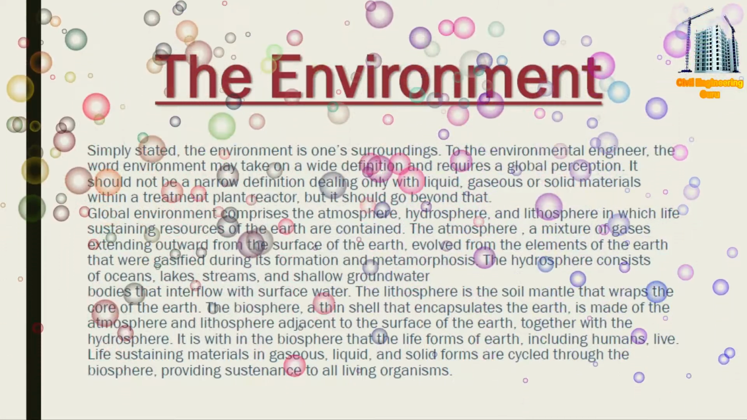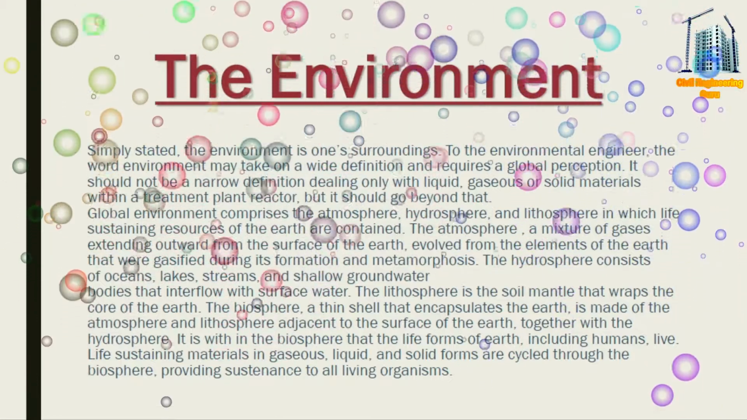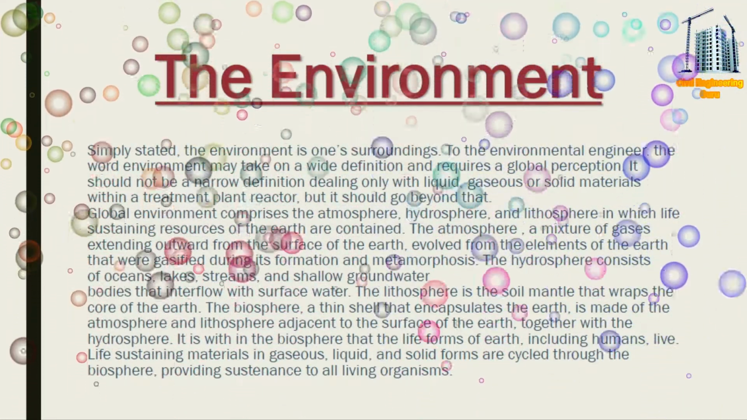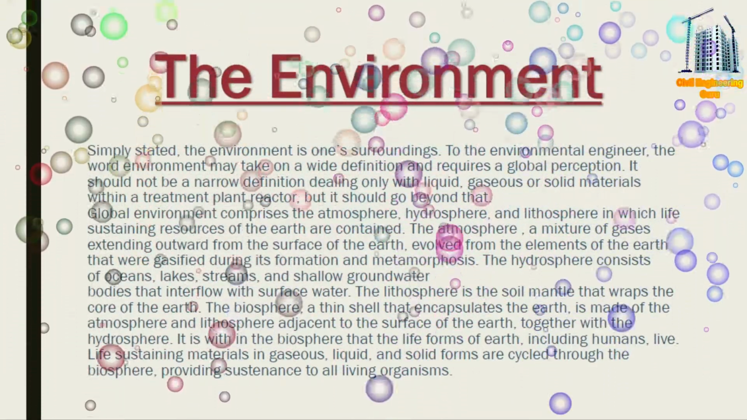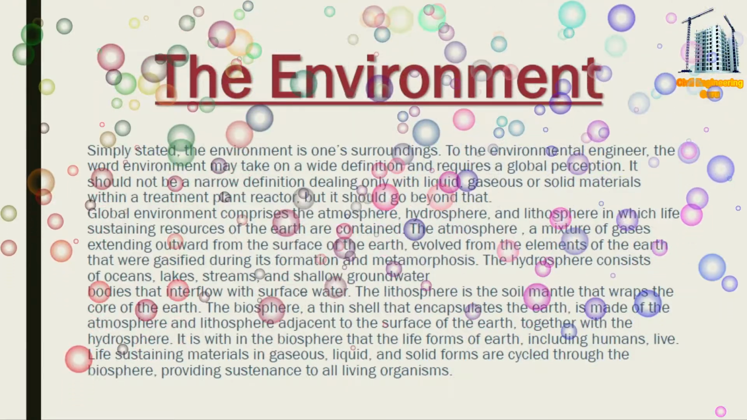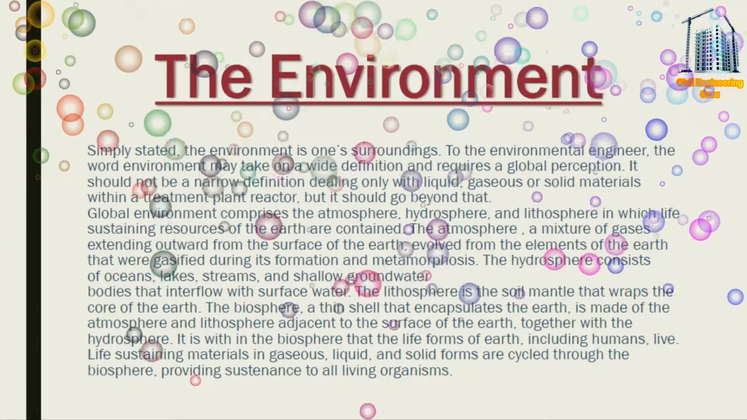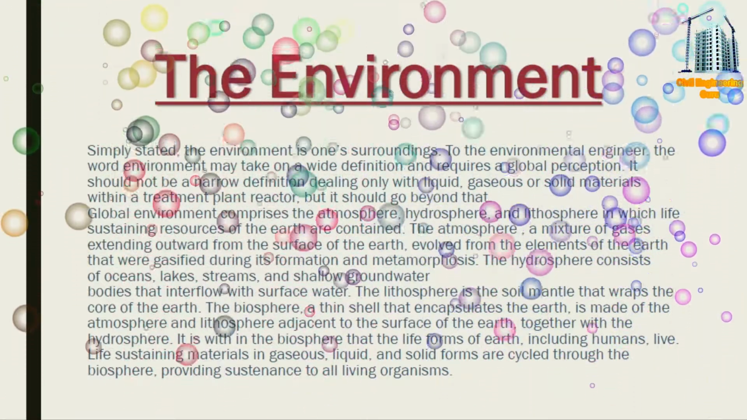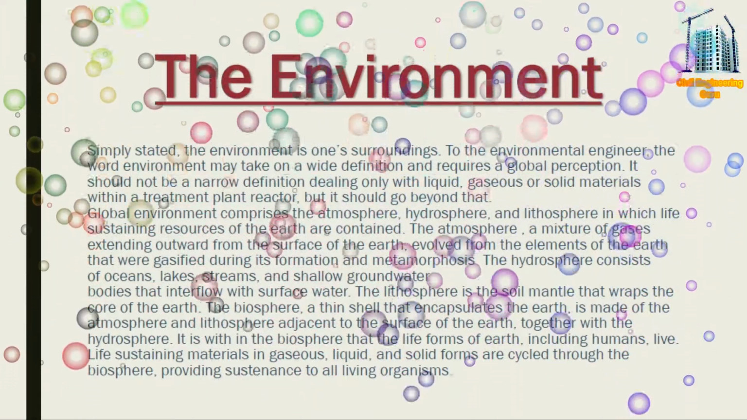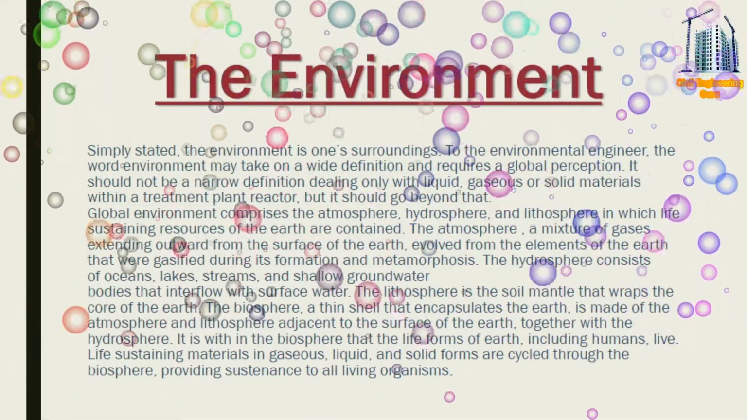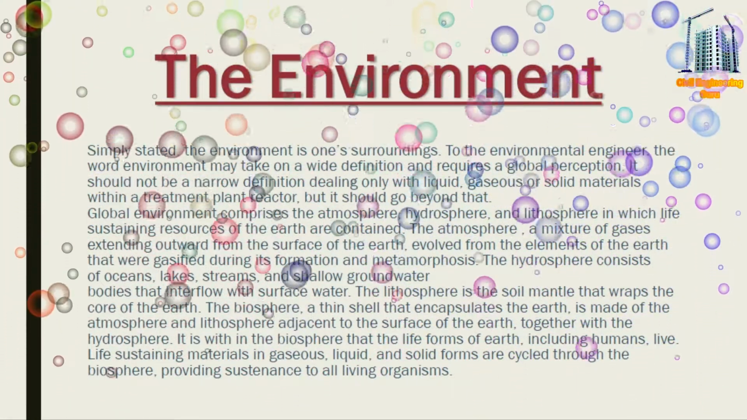The atmosphere, a mixture of gases extending outward from the surface of the Earth, evolved from the elements of the Earth that were gasified during its formation and metamorphosis. The hydrosphere consists of oceans, lakes, streams and shallow groundwater bodies that interflow with surface water. The lithosphere is the soil mantle that wraps the core of the Earth. The biosphere, a thin shell that encapsulates the Earth, is made of the atmosphere and lithosphere adjacent to the surface of the Earth, together with the hydrosphere. It is within the biosphere that the life forms of Earth, including humans, live. Life-sustaining materials in gaseous, liquid, and solid forms are cycled through the biosphere, providing sustenance to all living organisms.